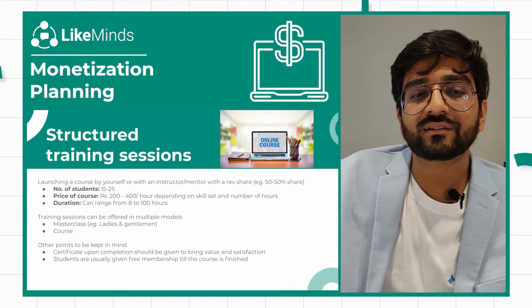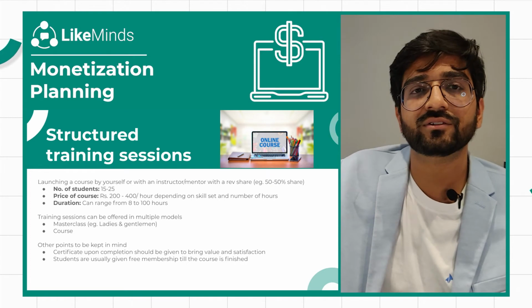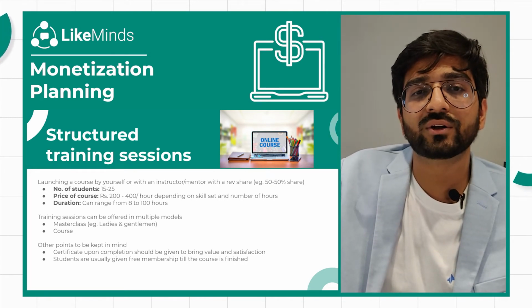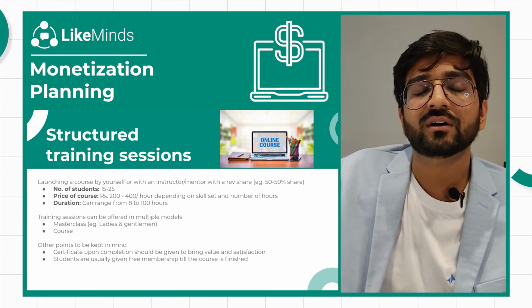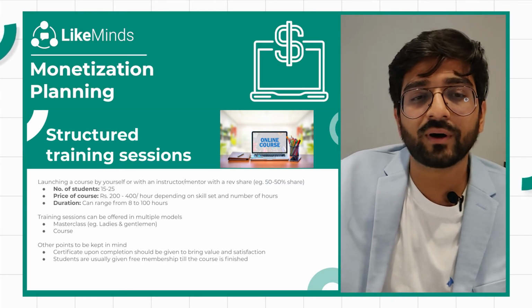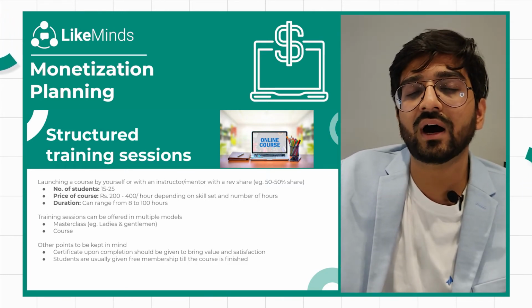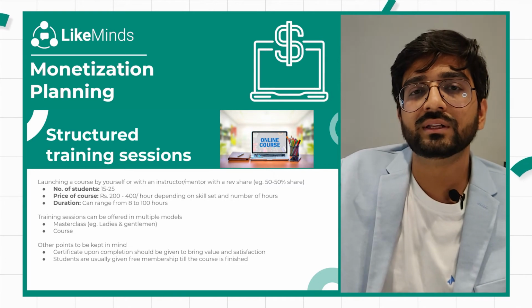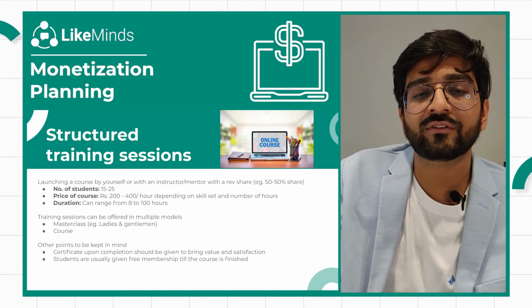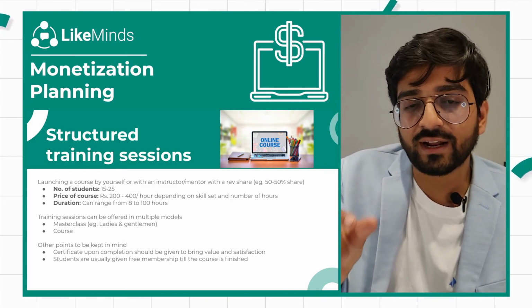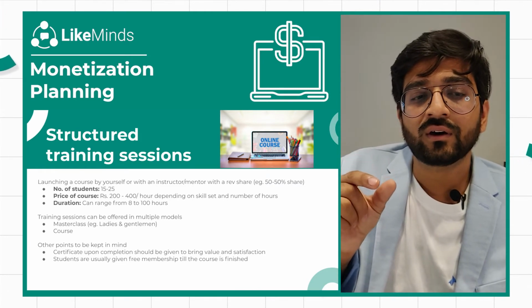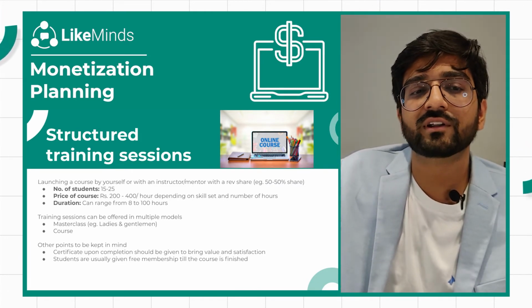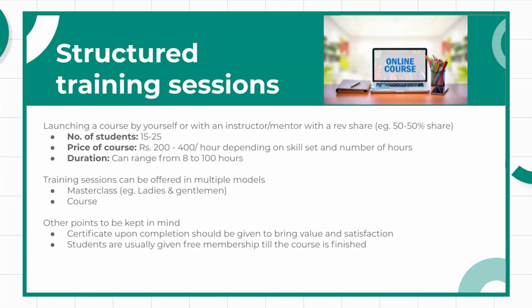You could set a price, for our Indian community managers, somewhere around 200 to 400 rupees per hour. For our Western counterparts, it could go higher or lower depending on the per capita income. But I think you should think of this as a benchmark on what price per hour I want to command for my structured training session. And then the third layer is the duration. It can range from as low as 8 hours to 100 hours.